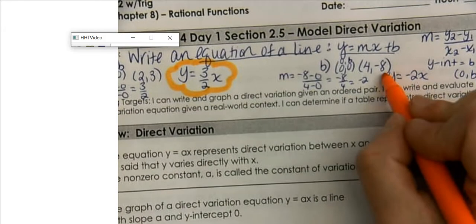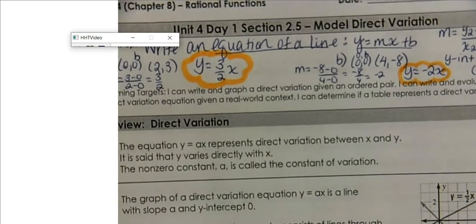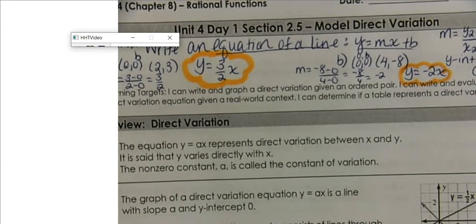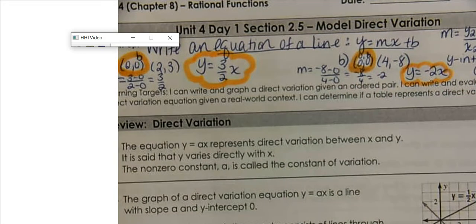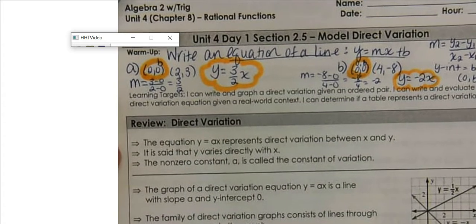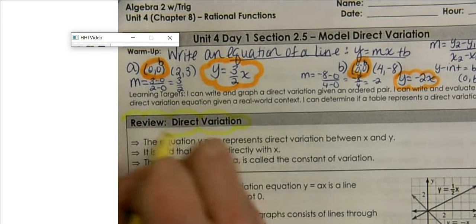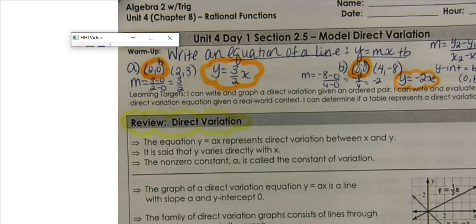What I want you to notice about these equations is that they have something in common. Although the slopes look very different, one is positive, one is negative, one's a fraction, one is not, both of them have in common the y-intercept of (0, 0). More specifically, these are the types of equations that are direct variation. You may or may not remember from Algebra 1 what a direct variation is, but you should have probably learned it then, and we're just going to review it in today's lesson.